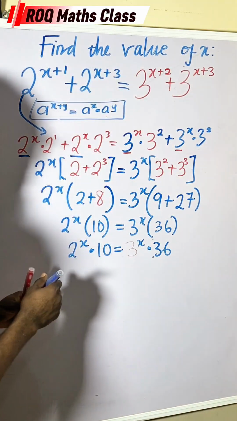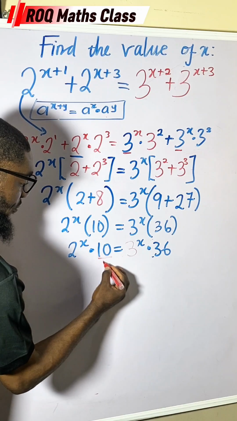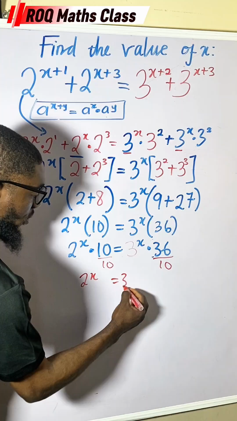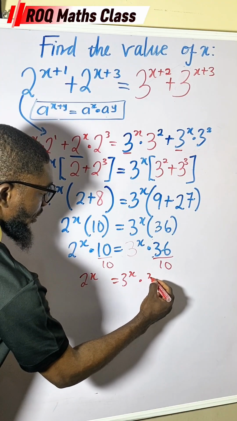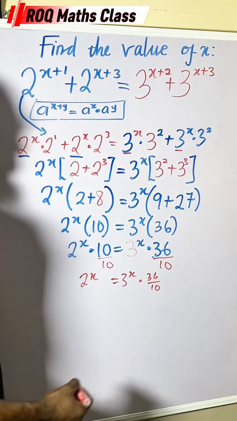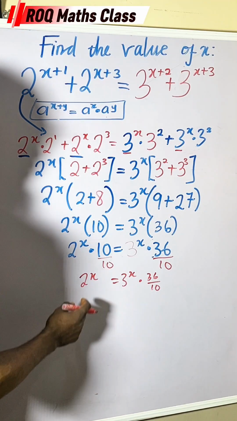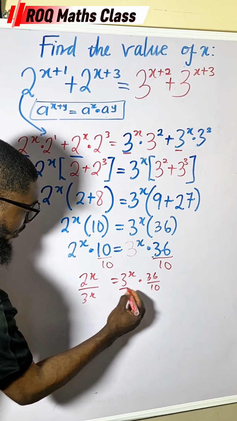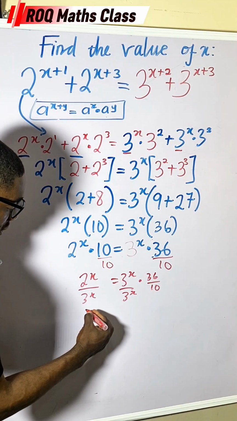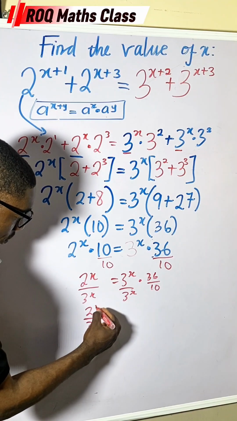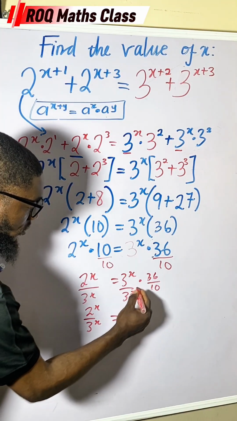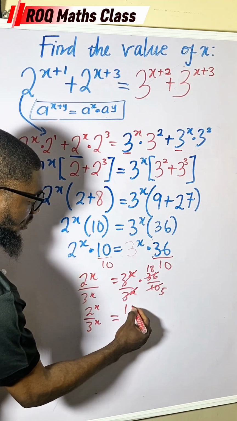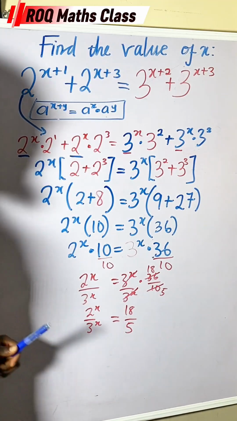The first thing we're going to do is divide both sides by 10. So here I'm going to have 2 to the power of x equals 3 to the power of x multiplied by 36 over 10. The next is to divide both sides by 3 to the power of x. So now I'm going to have 2 over 3 to the power of x equals, we cancel this, 2 here 5, 3 in 36 is 18, so I have 18 over 5.